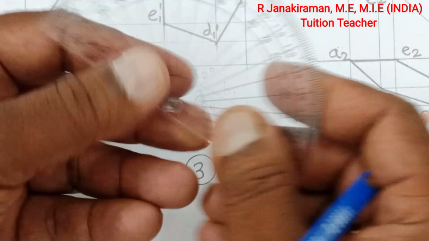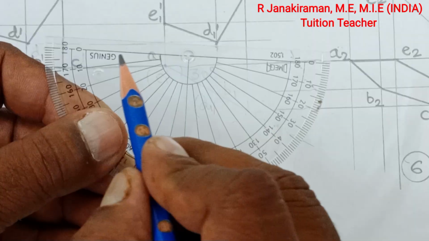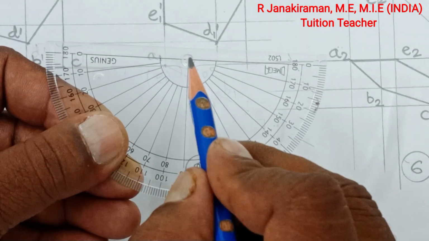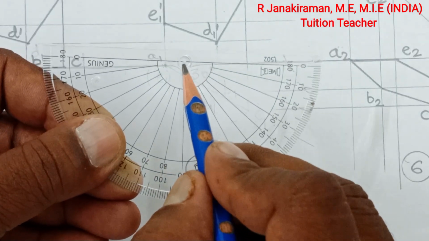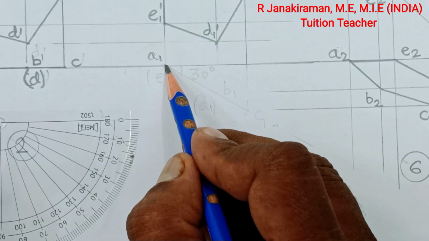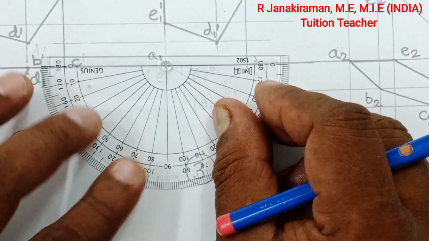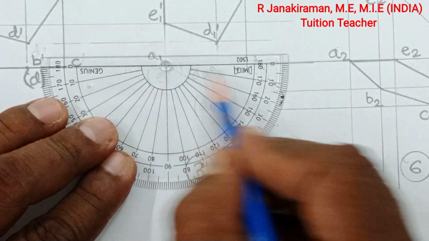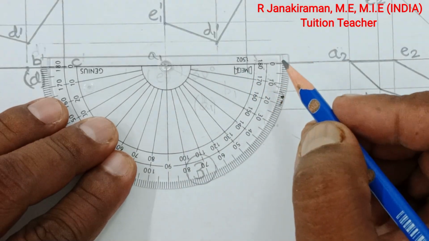Take your protractor and turn it. This horizontal printed line is the baseline of the protractor, and this vertical line is the 90 degree line. This is the center of the protractor, which should coincide with this marked point on the XY line, A suffix 1. Keep your protractor like this. Adjust it so the printed line merges or matches with the XY line. Mark an angle of 30 degrees.